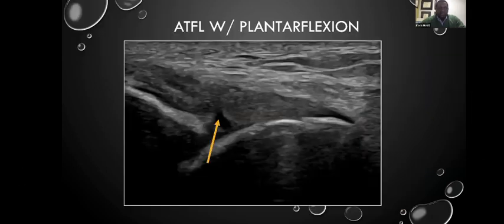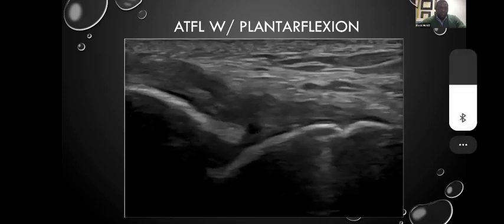So here's an example of the ATFL we're looking at. Looking at it, I see a little divot there. However, this is just a static image. So I'm thinking maybe it looks like there's some sort of tear. I'm not sure whether it's a full thickness or partial thickness tear, but it looks like there's some sort of defect. So then what I'm going to do is plantar flex to stretch it out.